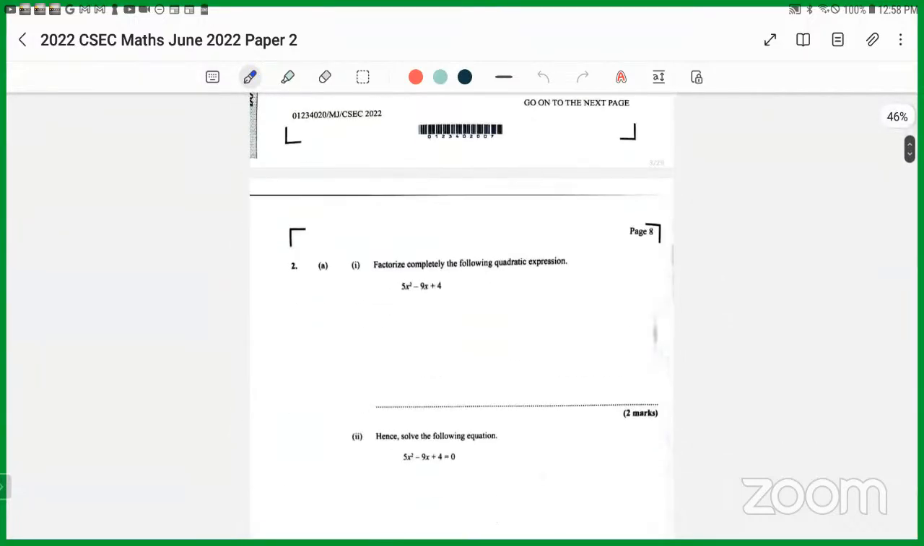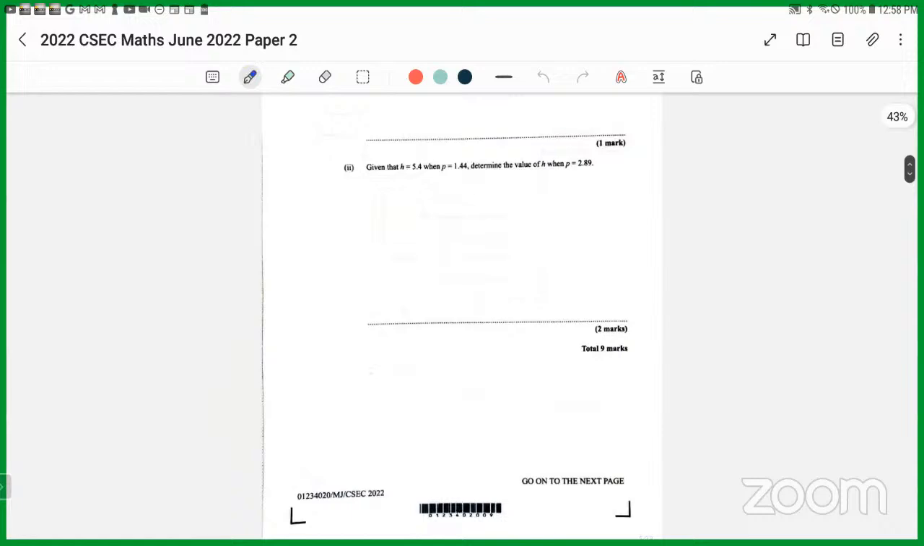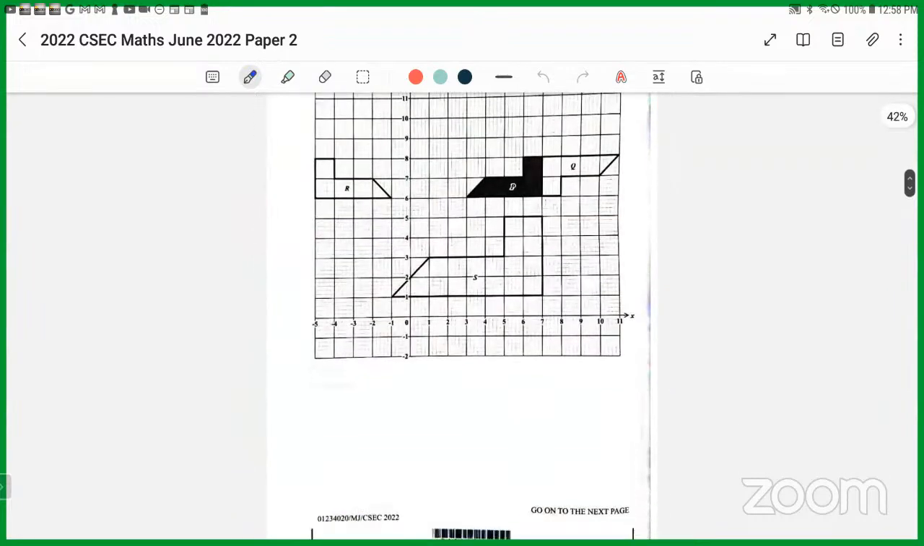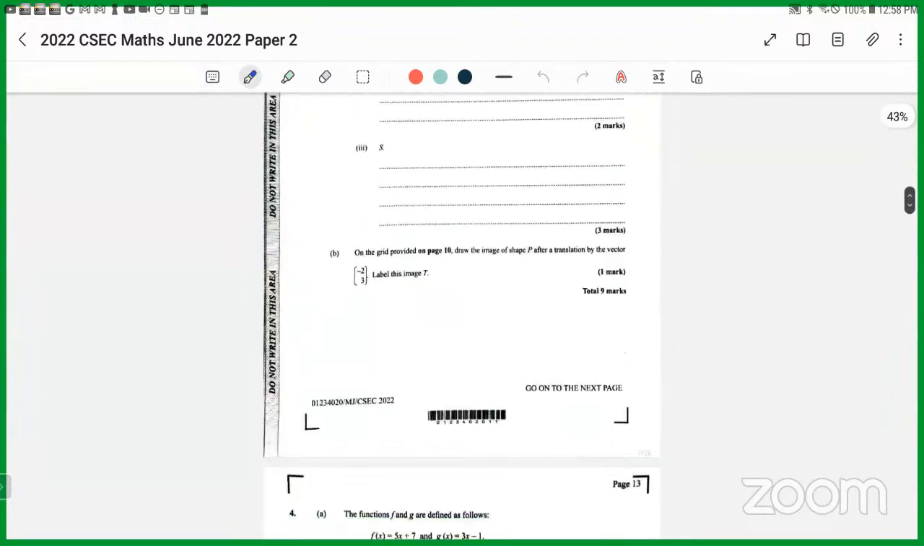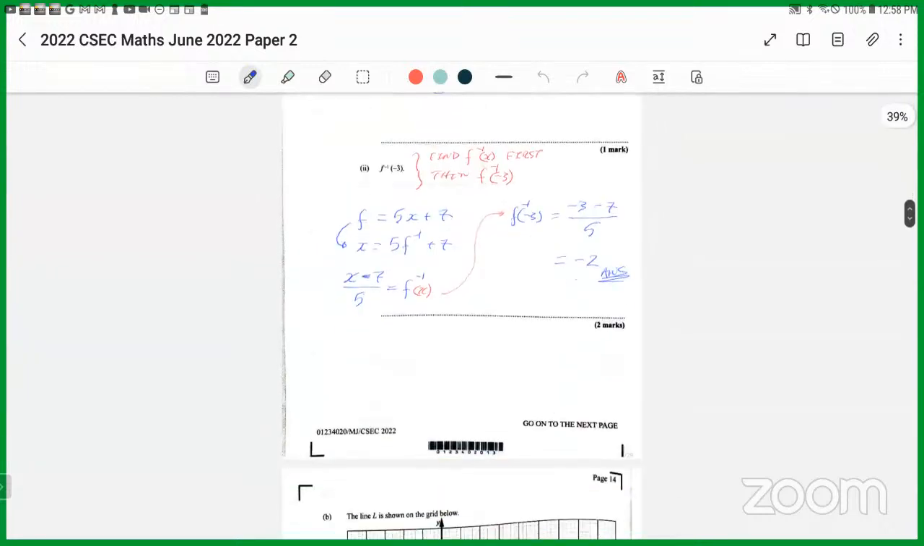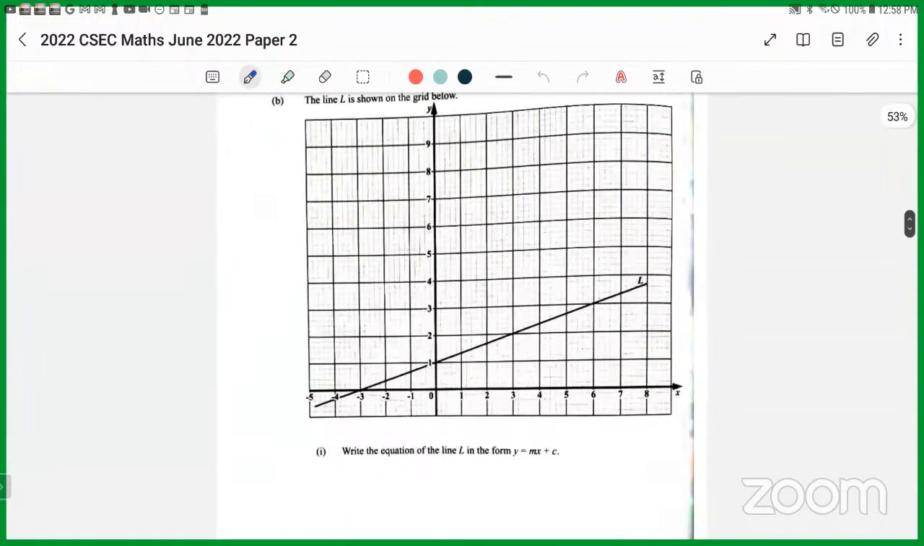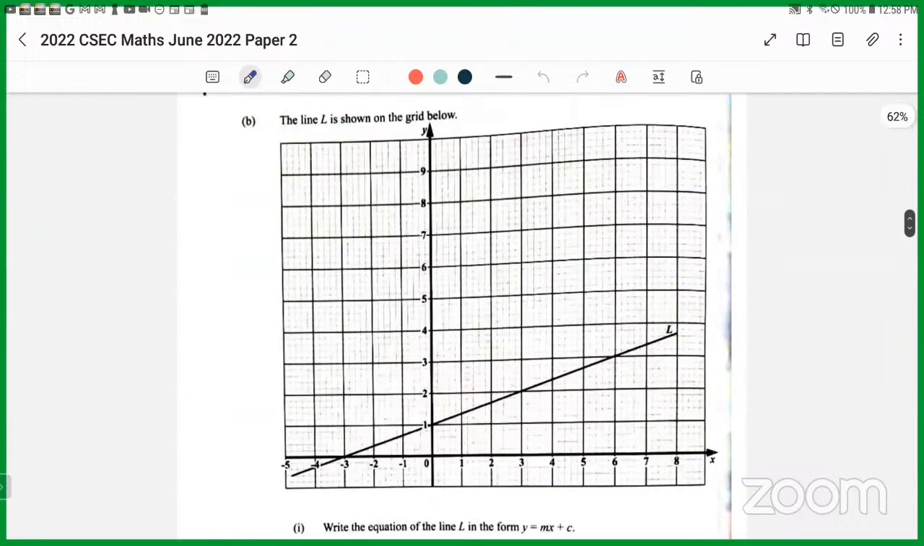Where is this one now? I gave you one on this paper to do as well. 2022, right? Where is it? Right here. I'll give you this one to do. Diagram one again. All right.